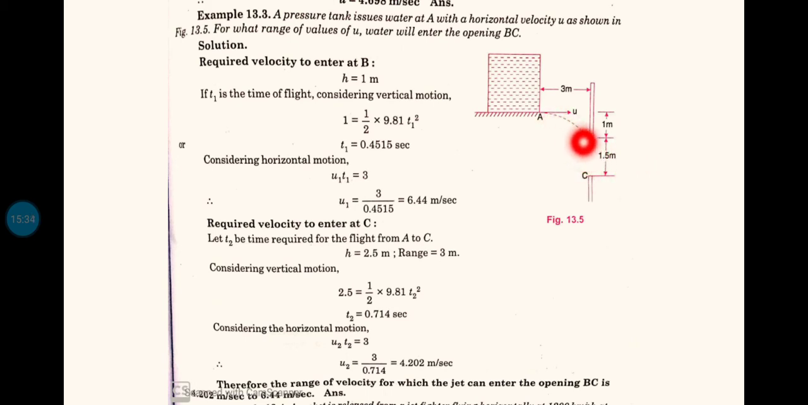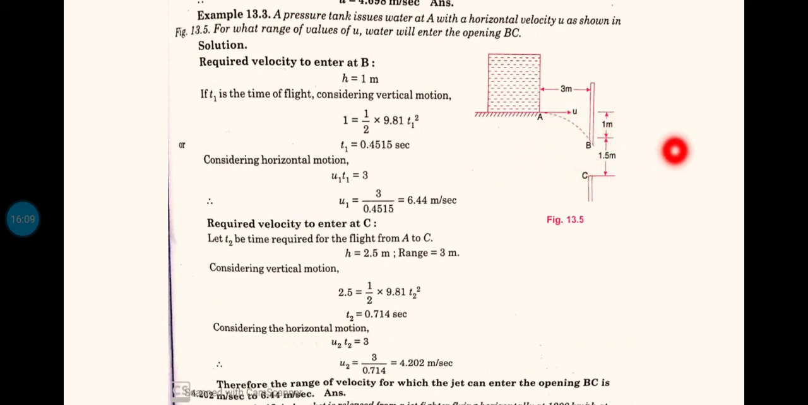If the velocity is more than this, there is a possibility that water will strike this wall. If the velocity is too less, then it will strike this wall also. So we want to find the range between B and C. From the figure, the horizontal distance from the water tank to the wall is 3 meter, the vertical height to point B is 1 meter, and from here it is 1.5 meter. So the total height is 2.5 meter. From A to C the distance is 2.5 meter, and from A to B the vertical distance is 1 meter. We are considering the vertical motion only.